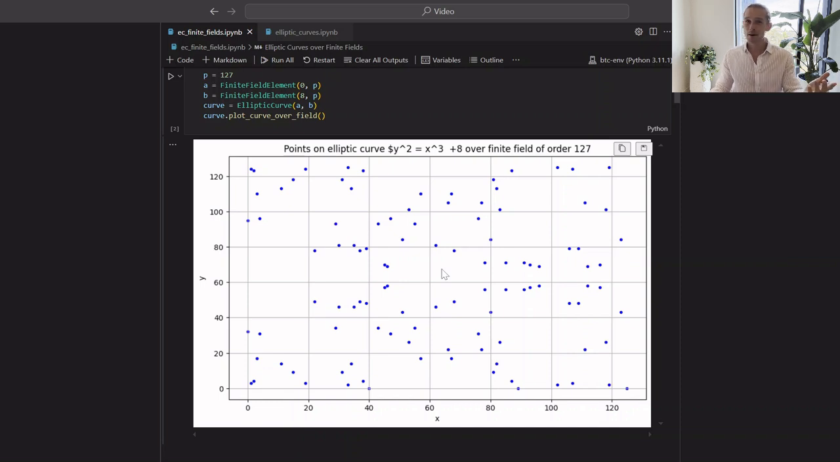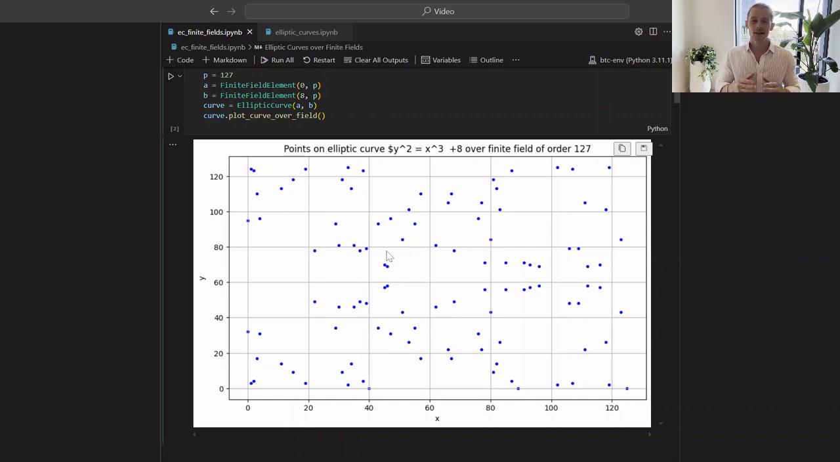And as you remember from the video about finite fields, elements are only allowed to be integer values, and they're only allowed to be in the range from 0 to p minus 1. Now in this case, because the order of the finite field is 127, the x and y coordinate values are only allowed to be integer values, and they're only allowed to be between 0 and 126.